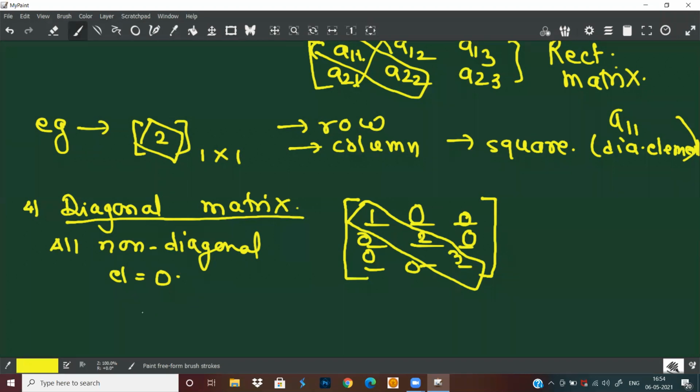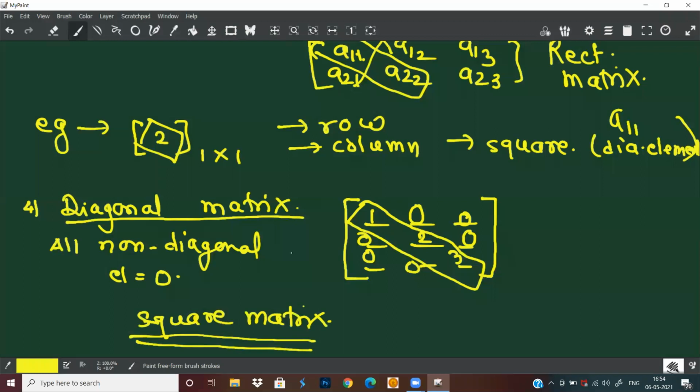So a diagonal matrix is necessarily a square matrix, because diagonals exist only in a square matrix, in which non-diagonal elements are zero. Okay? Got it?